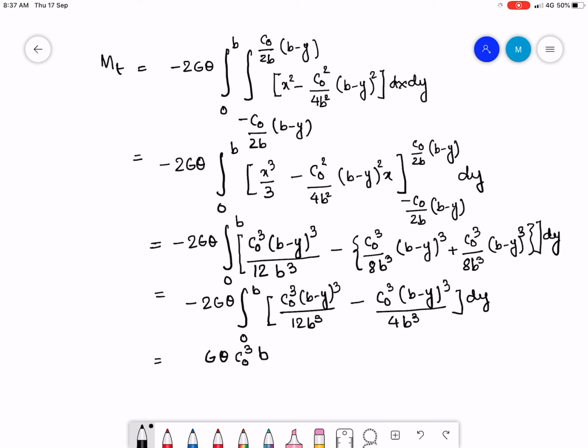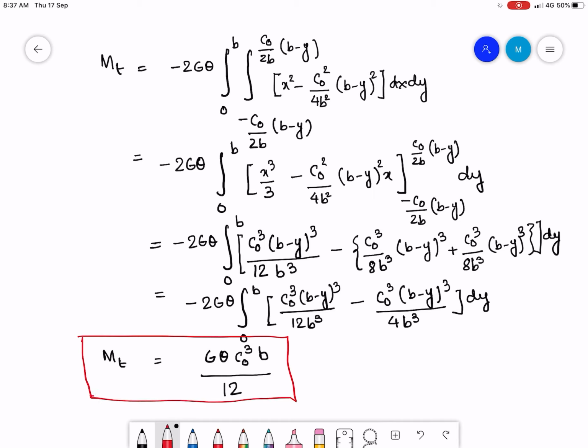So it is going to be B by 12, and that is the torsional rigidity. This is going to be your relation for MT. So your torsional rigidity is GJ, which is going to be G C0 cubed B by 12. So that is the answer.